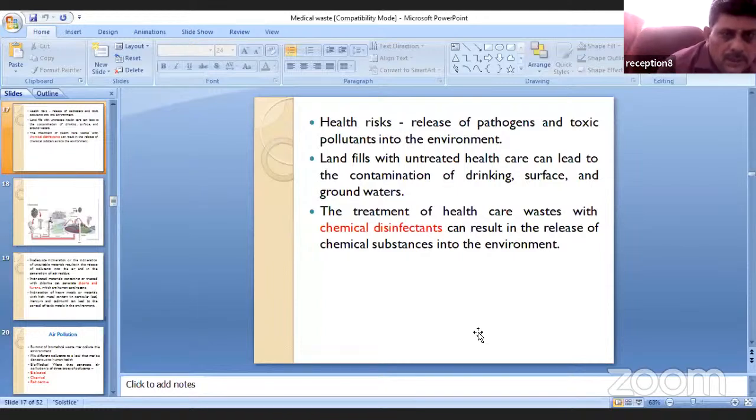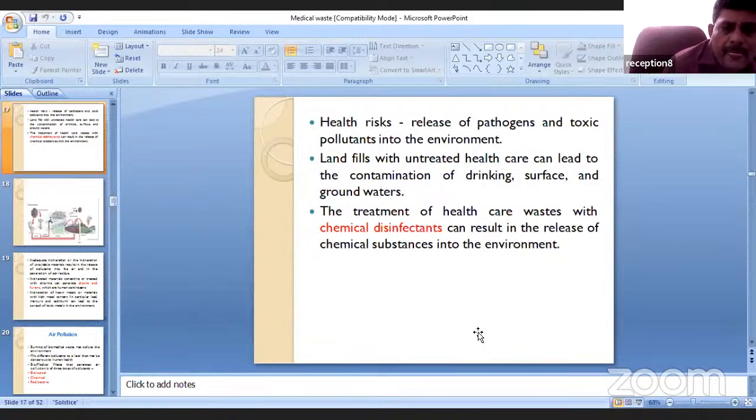Okay, let me continue. So what would happen? Mainly the health risk may be generated from the release of pathogens and toxic pollutants into the environment, and also from landfills with untreated healthcare waste. It may contaminate not only the land but also drinking waters, surface waters, and ground waters of the ecosystem.